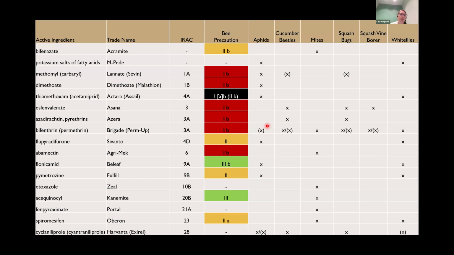Especially important in our flowering crops is looking at this bee precaution. So this is what's available on your product label to help you determine if it is beneficial or if it's particularly harmful to bees, or what we would consider a safer bee insecticide. And so the green, obviously, here are the best choices. The yellow is in between. Red is going to be the most damaging.